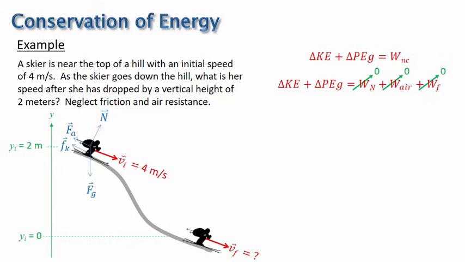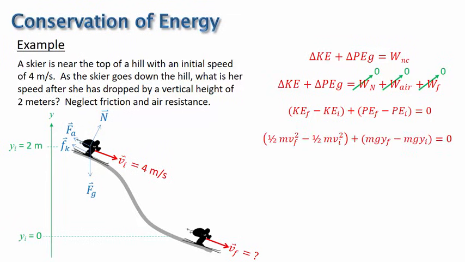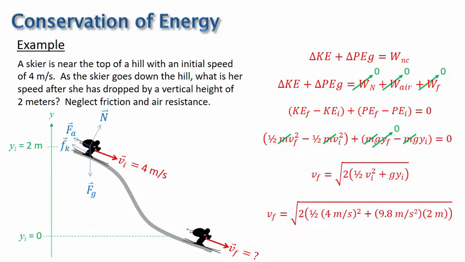On the left side of the equation, let's expand the delta terms into final minus initial terms, and then replace each kinetic energy term with 1/2 mv squared and each gravitational potential energy term with mgy, so the equation becomes this. We can then clean this up some by dividing out the mass in each term and recognizing that per the coordinate scheme, y final is 0. And now we can solve the equation for the final speed, and then plugging in values, we find that the final speed of the skier is 7.4 meters per second.